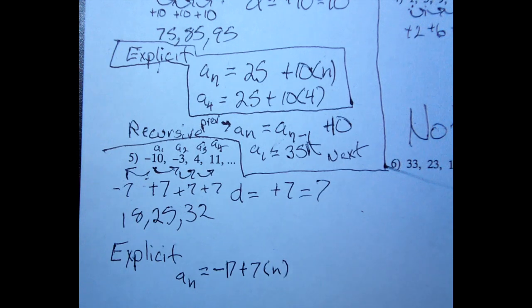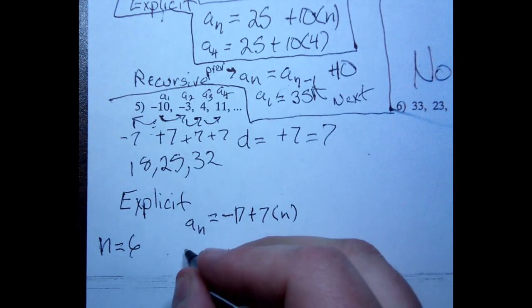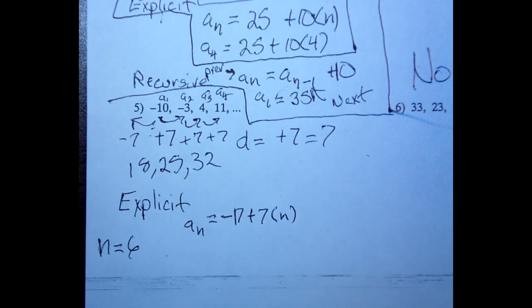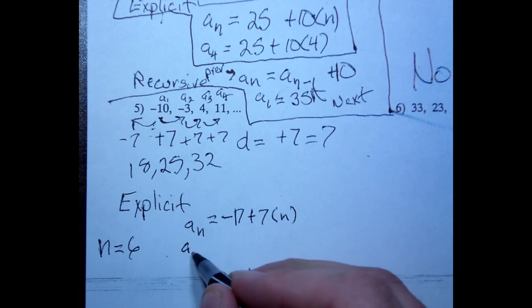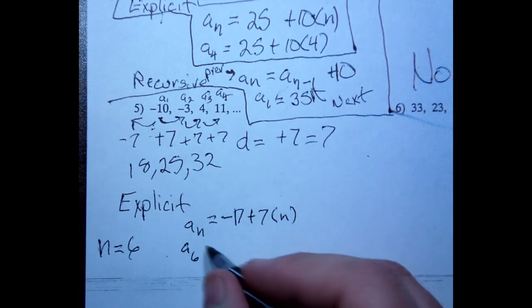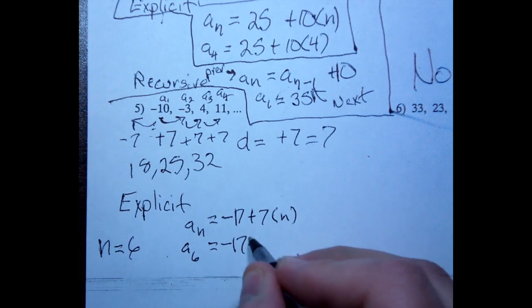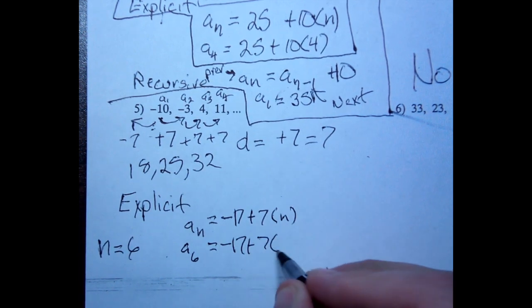Let's pick out a term and see if we're right. I'm going to pick out the 6th term. So in other words, let n equal 6. Does that make sense to you guys? So that means wherever there's an n, what do I plug in? You need to be writing this down. Wherever there's an n, I'm going to write in 6. So a sub 6 is equal to negative 17 plus 7 times 6.